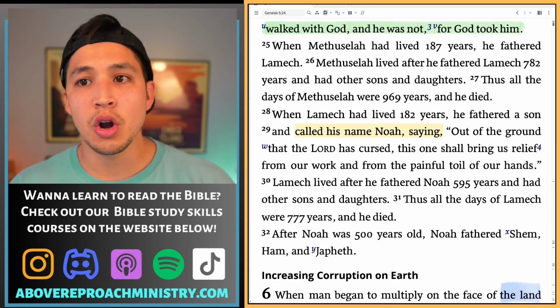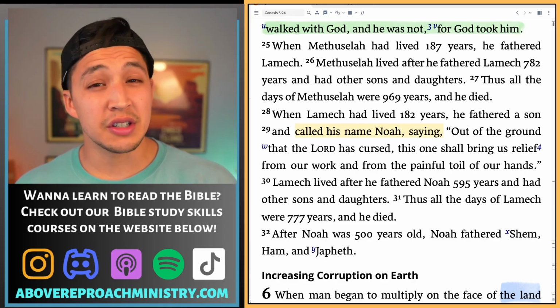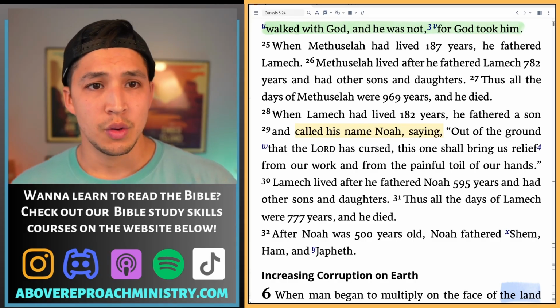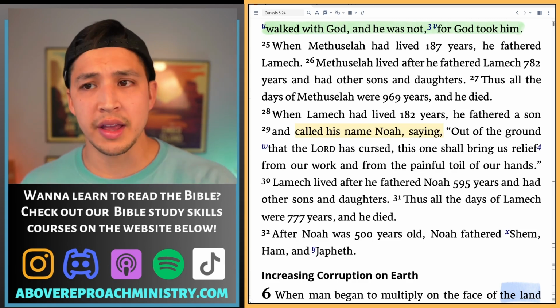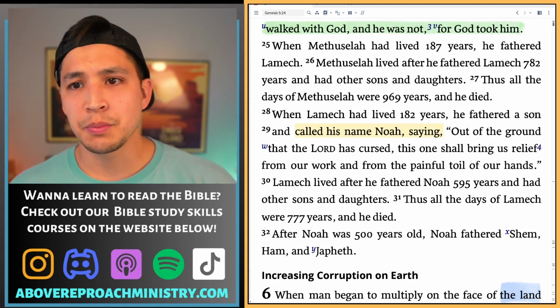For example, God calls Abram to leave his homeland in Ur of the Chaldeans, which is modern-day southern Iraq. And so he's called to leave and go to the land of Canaan, which is promised to his descendants.